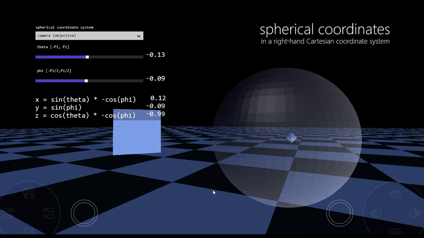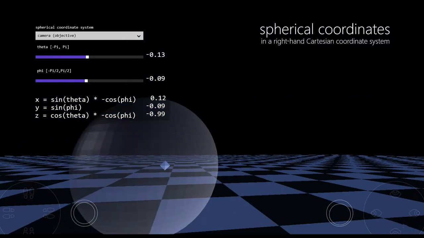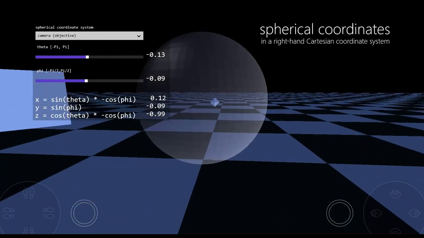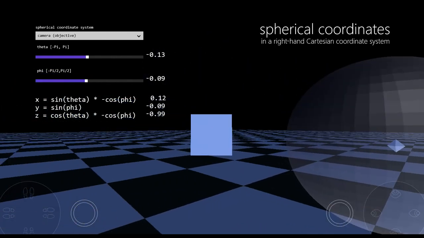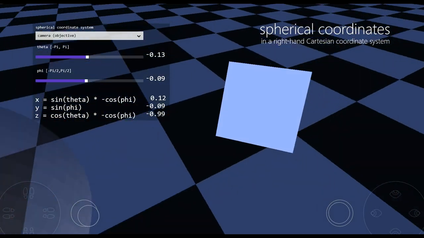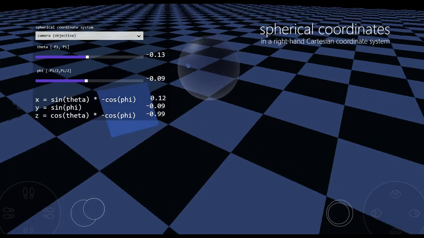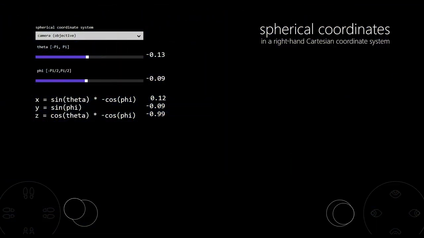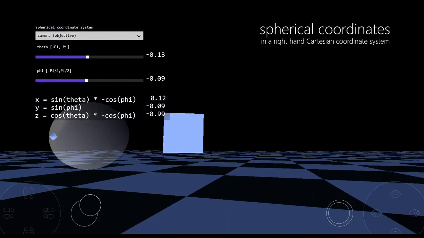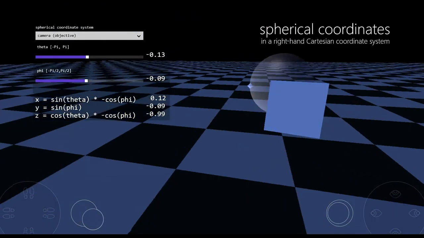You can use them to pan and tilt the camera, or to rotate an object so that it points toward any point in space. For example, that square there is always oriented so that it faces wherever the camera happens to be. And you can use spherical coordinates to achieve that, as we'll see in a moment.